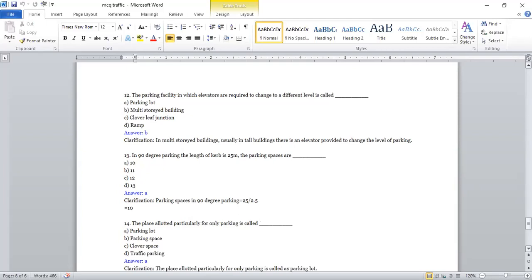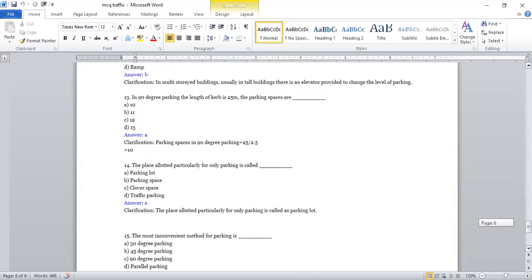Okay. Next one is in 90-degree parking, the length of the curb is 25 meter. The parking spaces are, okay, so that formula you should understand. The parking spaces in 90-degree, that is the 25 meter curb length, divided by 2.5, means its answer will become 10.